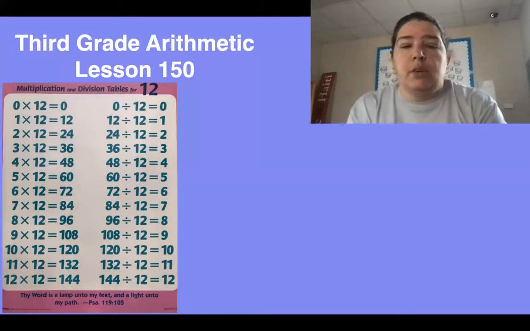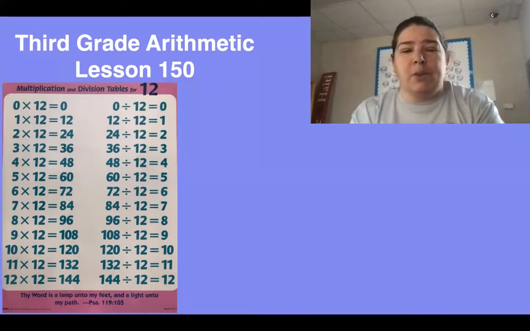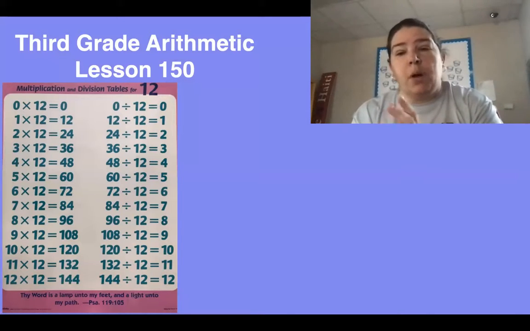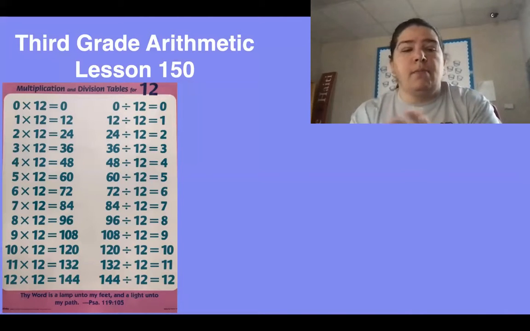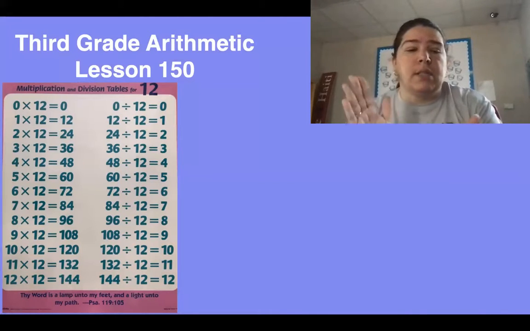Ready? 0 times 12 equals 0. 1 times 12 equals 12. Say it with me. 2 times 12 equals 24. 3 times 12 equals 36. 4 times 12 equals 48. 5 times 12 equals 60. 6 times 12 equals 72.